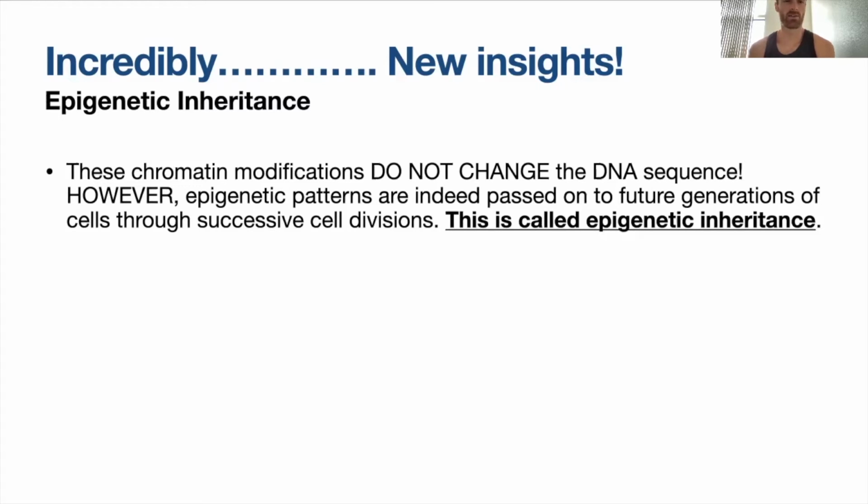So importantly, epigenetic patterns are passed on to future generations of cells. And we call this epigenetic inheritance. So as the DNA replicates prior to cell division, the enzymes actually come in and methylate DNA, and the histones as well with acetylation and things. The patterns are replicated before the cell divides into two, and you get the chromosomes and everything. It's pretty amazing.